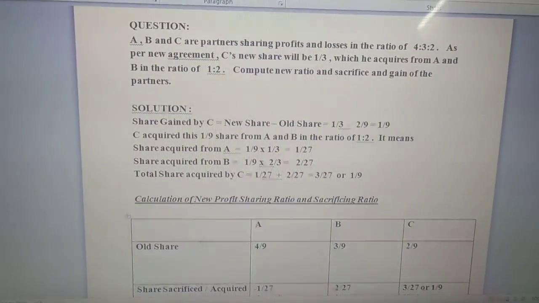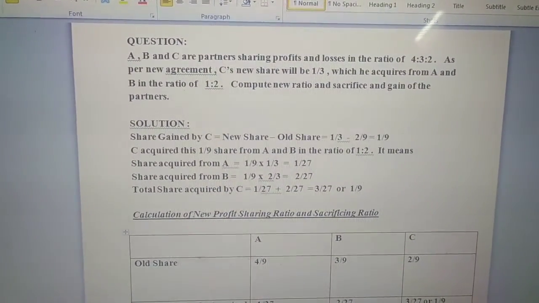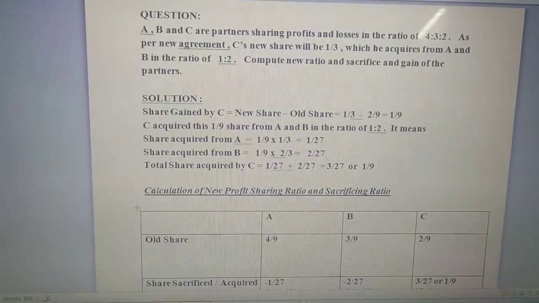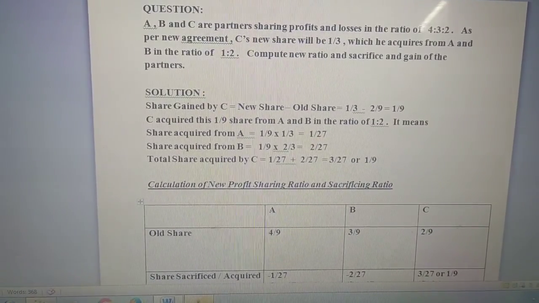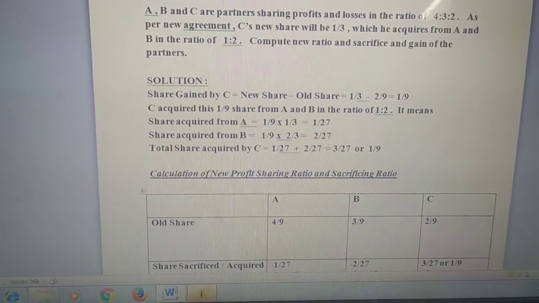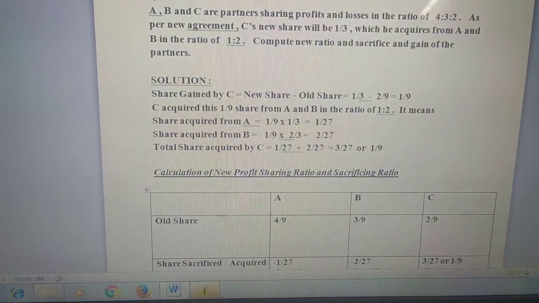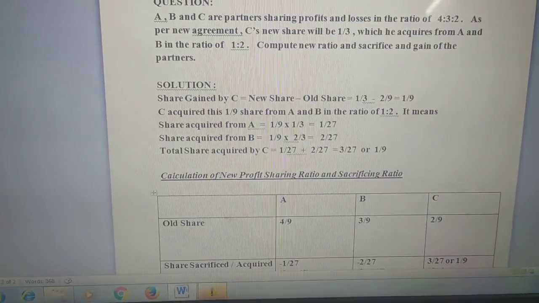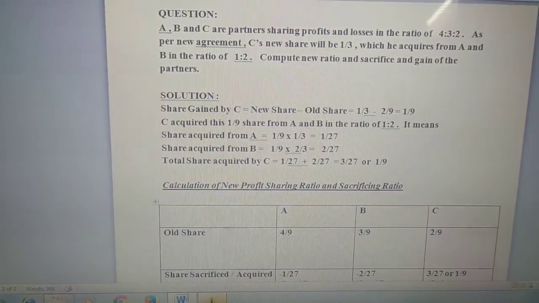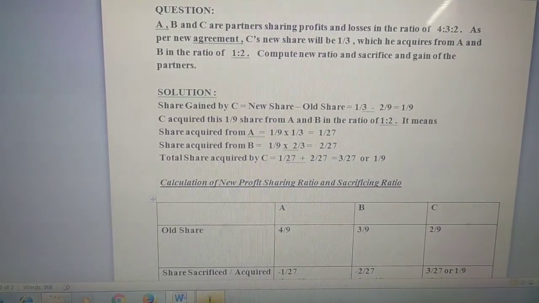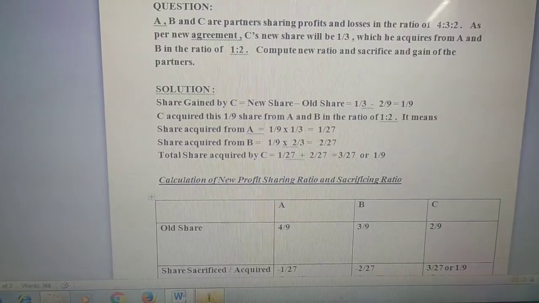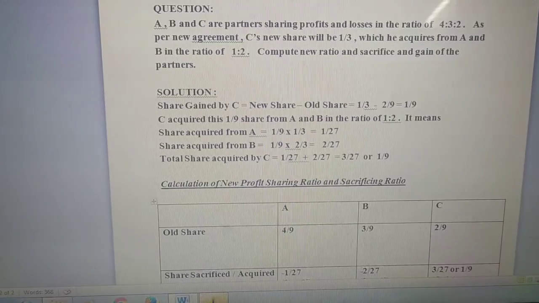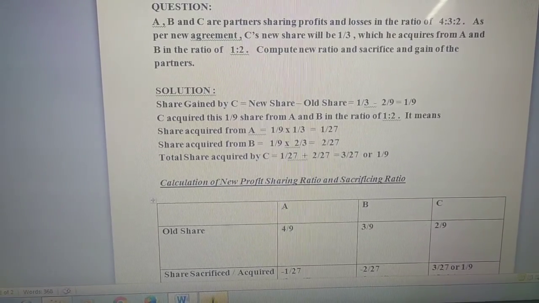A, B and C are partners sharing profits and losses in the ratio of 4:3:2. As per the new agreement, C's new share will be 1/3, which he acquires from A and B in the ratio of 1:2. Compute the new ratio and sacrifice or gain of the partner. So here C's new share is given as 1/3 and his old share was 2/9, which means he has gained share. So first of all we need to calculate how much share C has gained.